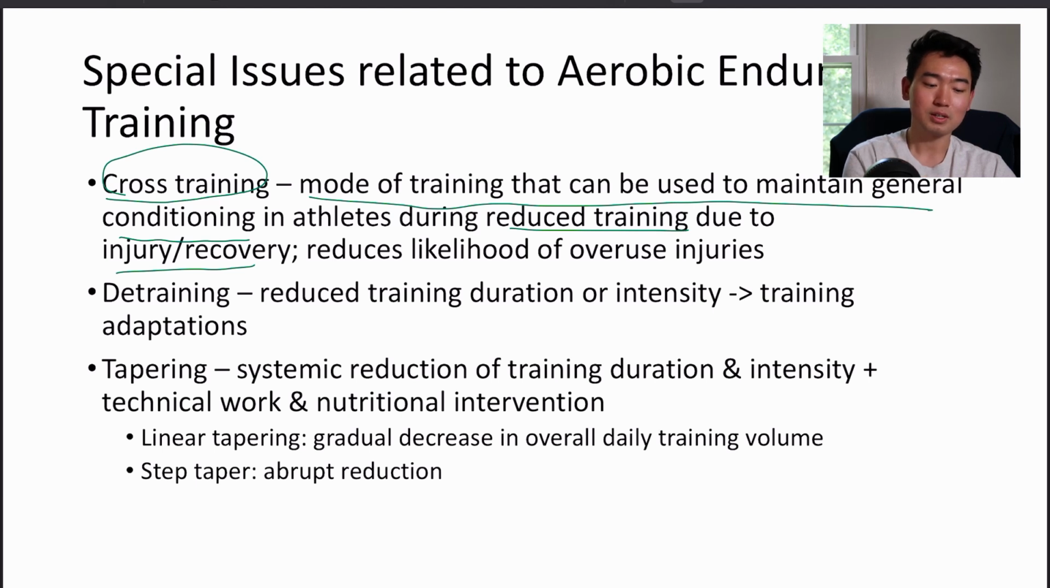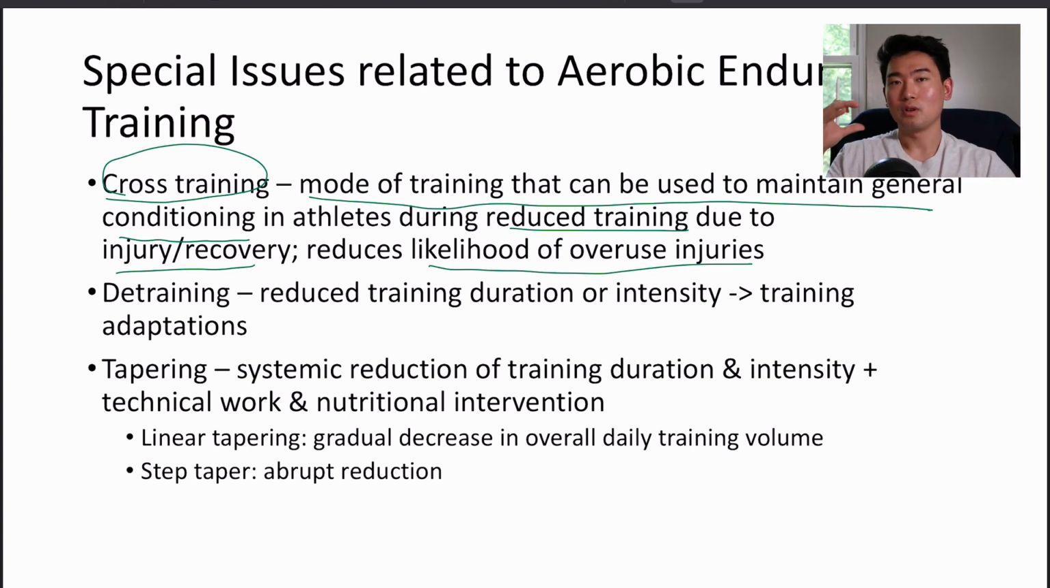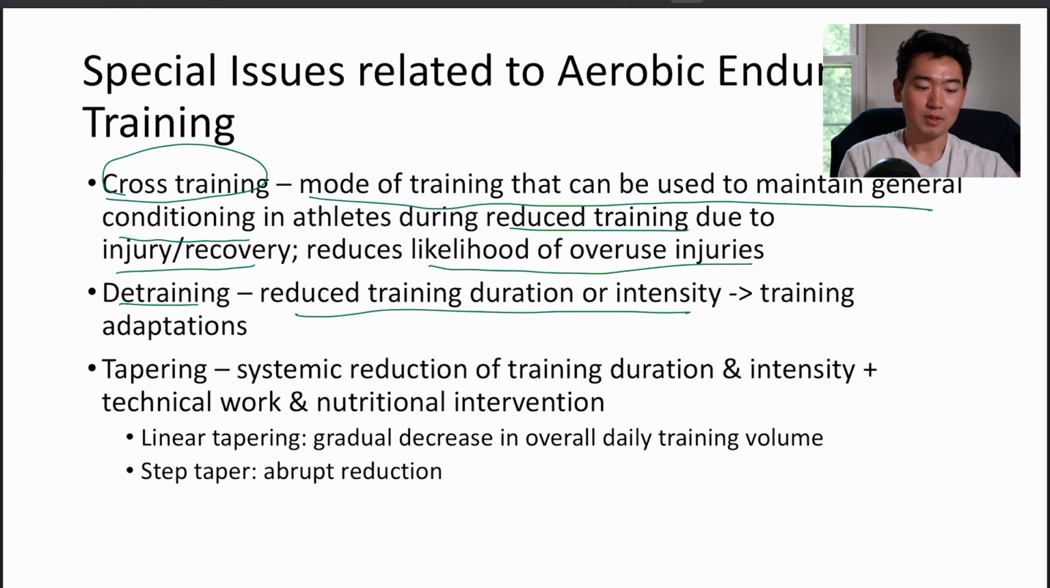It also reduces the likelihood of overuse injuries in the future. We're learning to grow and turn on muscles that haven't been turned on, and basically not letting the athlete overuse one type of muscle all the time. Detraining is reduced training duration or intensity, and this obviously can lead to training adaptations, not in the most positive way, right? Because we're reducing that training duration or intensity, use it or lose it.